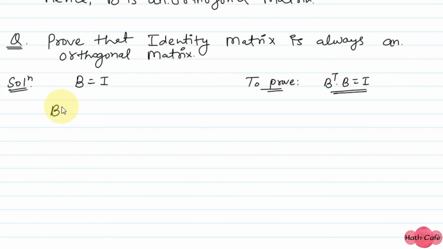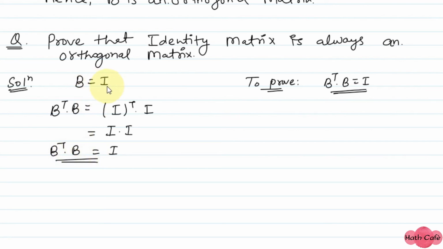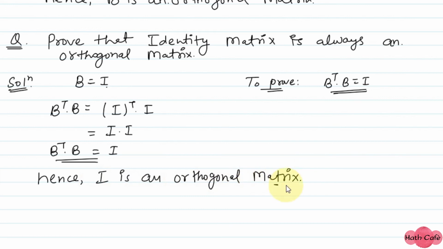Alright, so let's proceed. B transpose multiplied by B will be nothing but, B is I, so I transpose multiplied by I. I transpose is nothing but I, multiplied by I. So that will become I. So here B transpose multiplied by B is I. So we can say that B is an orthogonal matrix. That means I is an orthogonal matrix. So finally we can say that I is an orthogonal matrix. We have proved this part. Alright, so let's move to another example here.